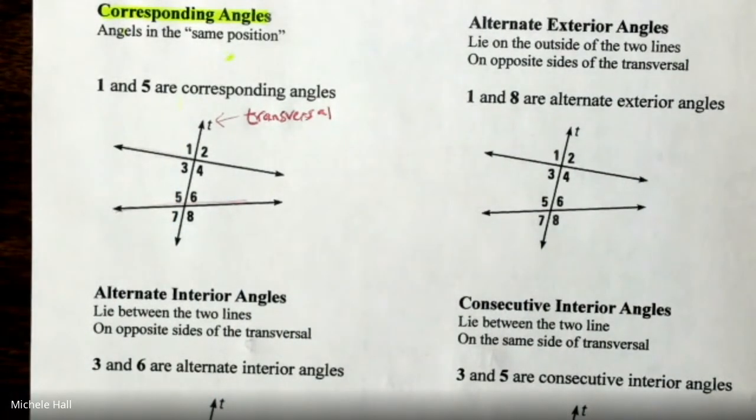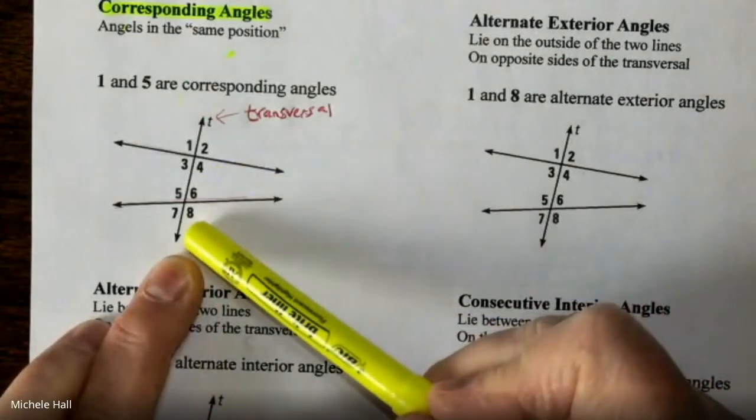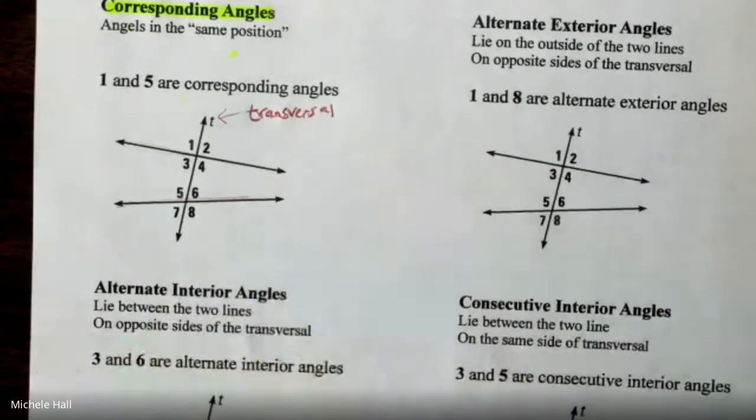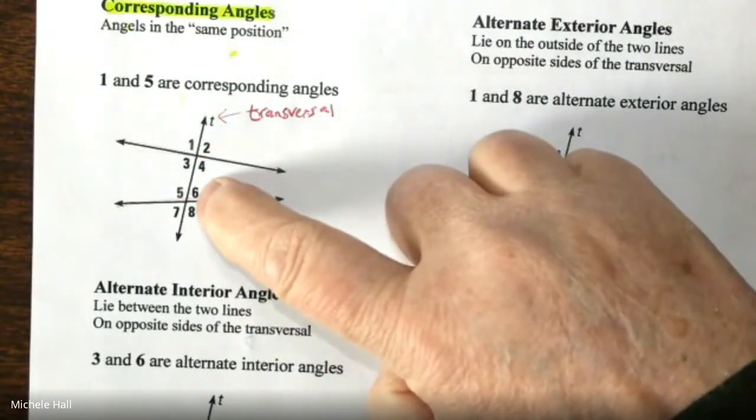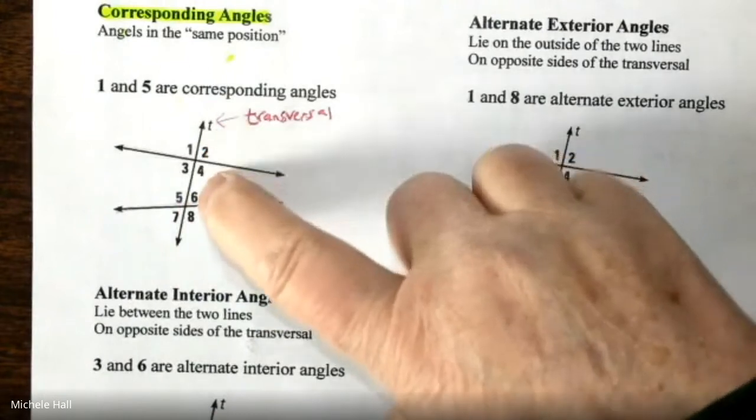Can you name another set of corresponding angles in this picture? What corresponds to 4? Angle 4 corresponds to which angle? 8, because it's on the bottom of the line and they're both on the right-hand side of the transversal. How about angle 2, Brandon? Angle 2 is on top, angle 6 is on top, and they're both on the right-hand side of the transversal. So 2 and 6 would be corresponding angles.